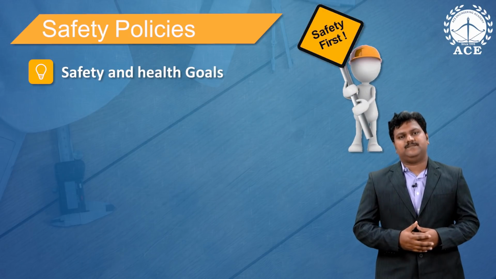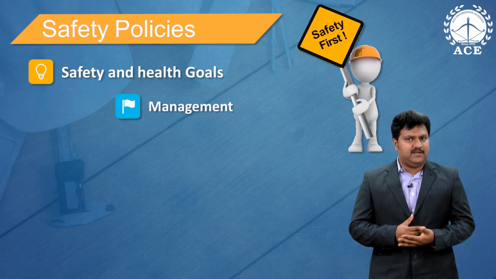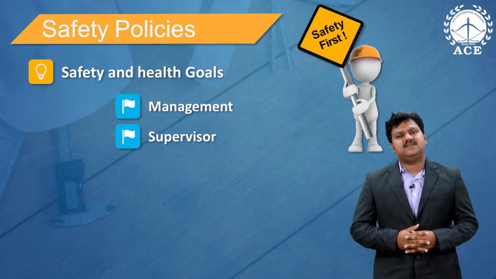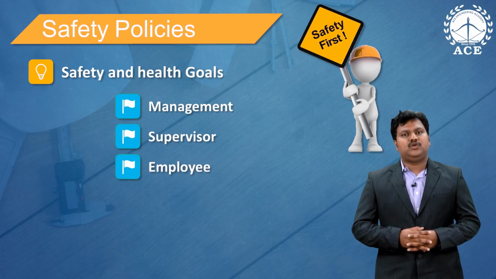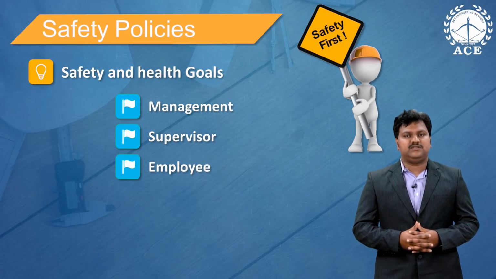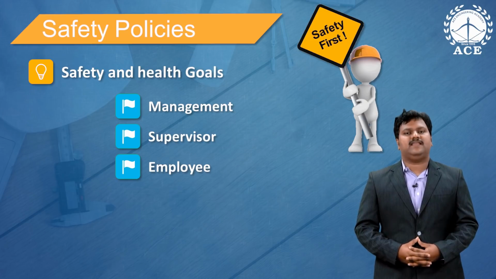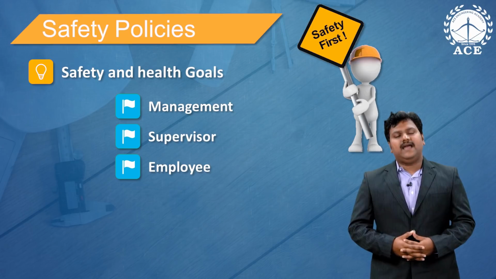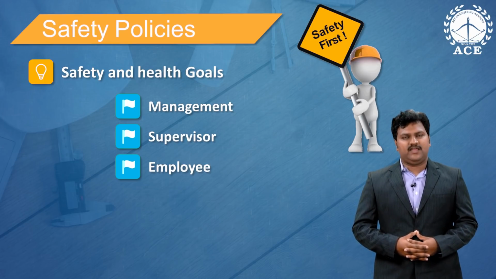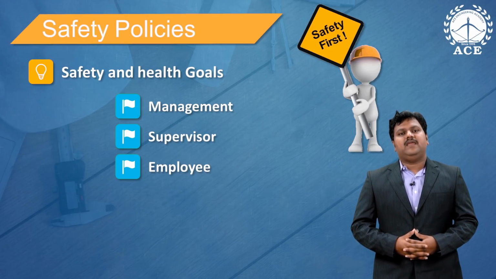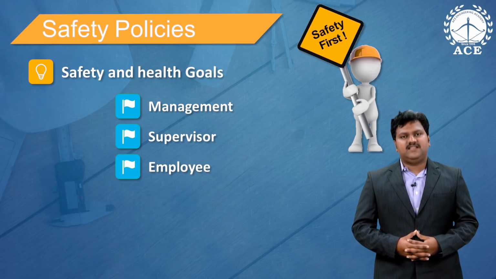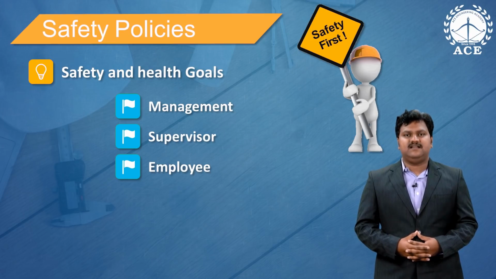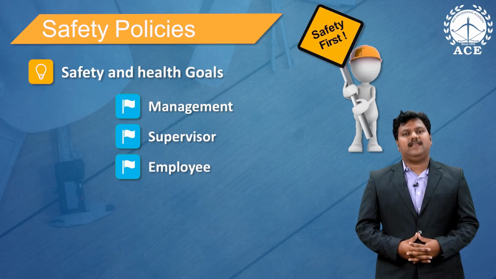The organization, that is the management, works with the various supervisors and the employees to build safety and health goals which are applicable to the organization. These safety and health goals guide the employees and the employers to identify any deviation with respect to safety within the organization, so that any hazard or accident can be predicted or eliminated.